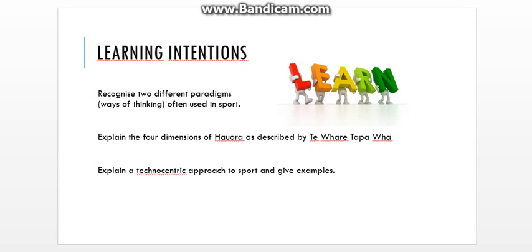The learning intentions for today's little mini lesson are for you to recognise two different paradigms often used in sport. And when we talk about a paradigm, we talk about ways of thinking. We also want to be able to explain the 4 dimensions of hauora as described by Dr. Mason Durie's model of Te Whare Tapawhā. And finally, we want to explain a technocentric approach to sport and give some examples of what this means.